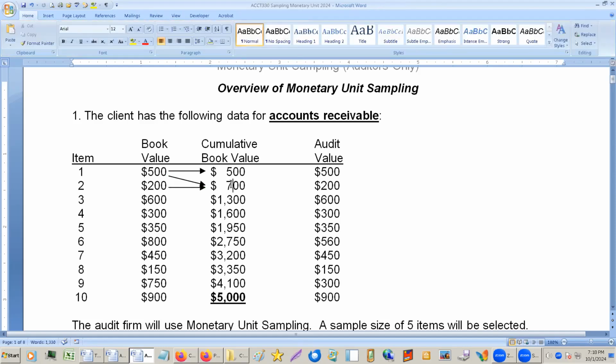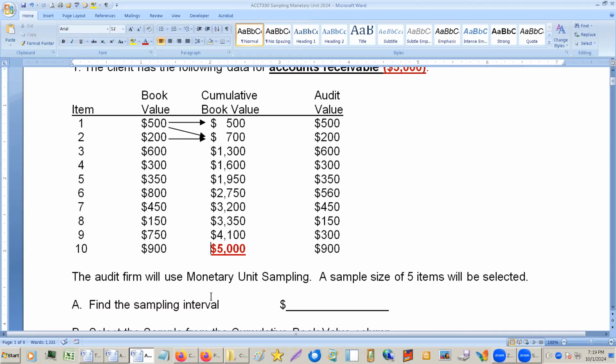So 700 plus the 600 equals 1300. This is just adding them all up. We come down to the end here, and this is the total for the accounts receivable. So the accounts receivable has $5,000 in it, and this is what we're trying to prove, to see if they have $5,000 in this account. Add everything up, and it comes out to $5,000. A sample size of 5 items will be selected.